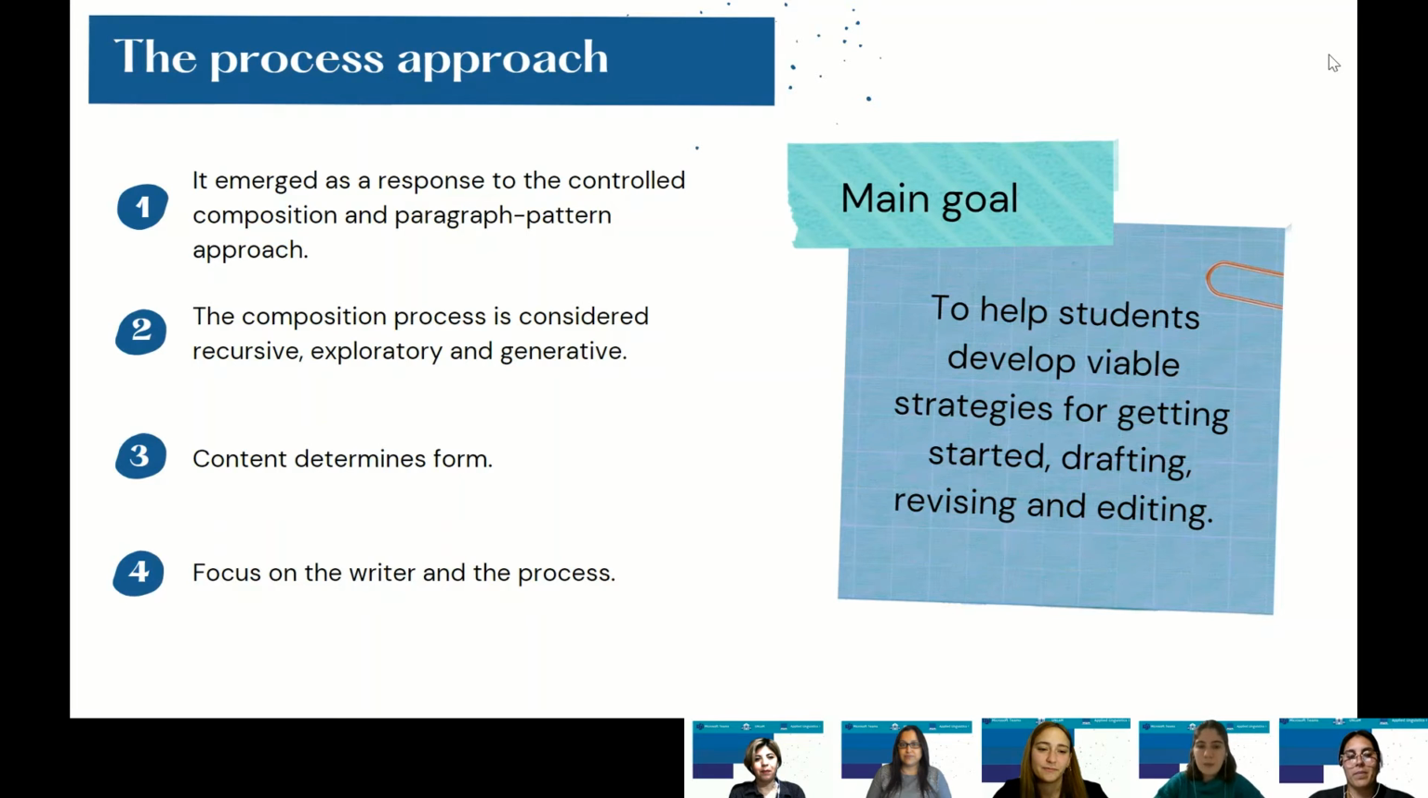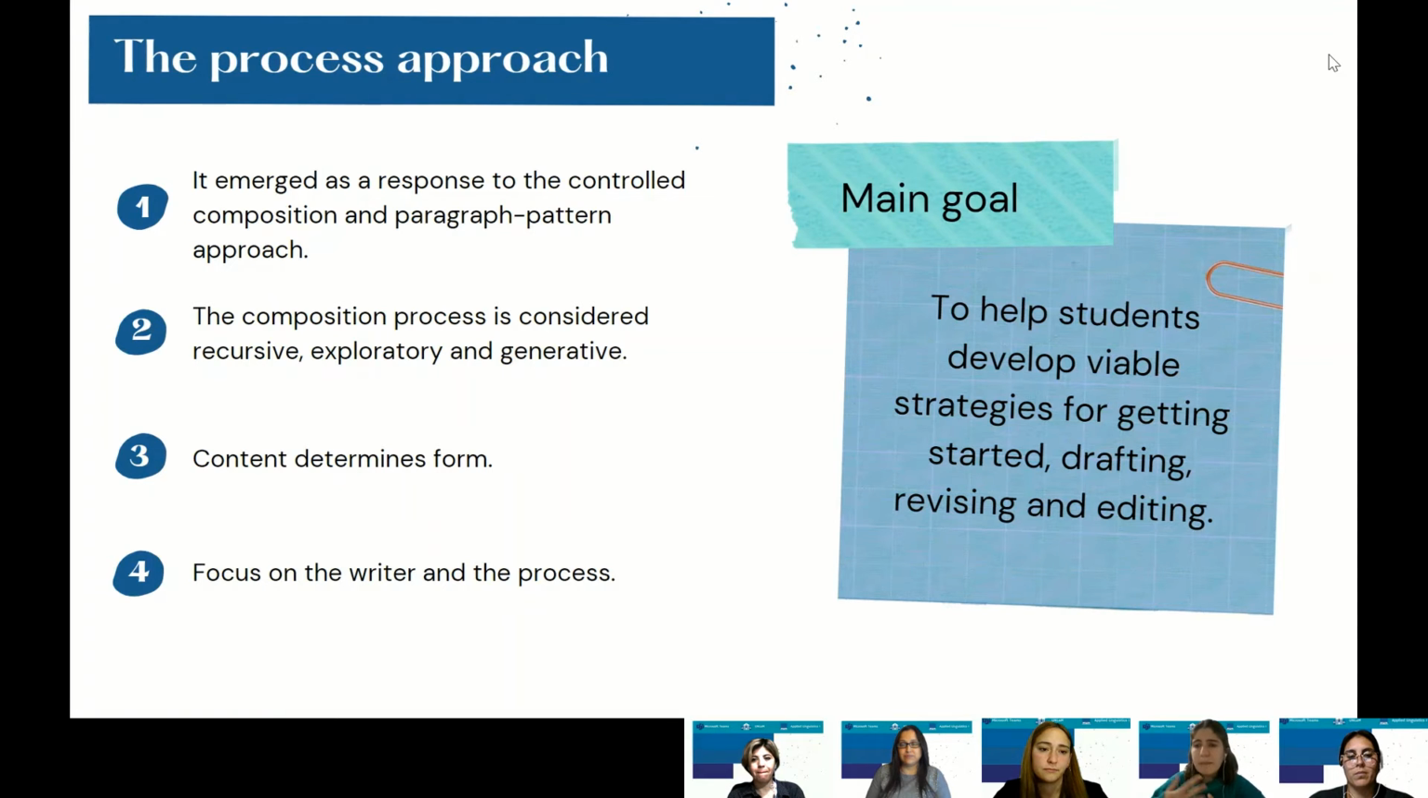It emerged as a response to the dissatisfaction with the approaches explained by Gloria before, the composition, the controlled composition, and the paragraph pattern approach, as it was believed that those were prescriptive models that didn't encourage thought. So through this view, the composition process is considered recursive, exploratory, and generative, and a way to expand and express meaning.